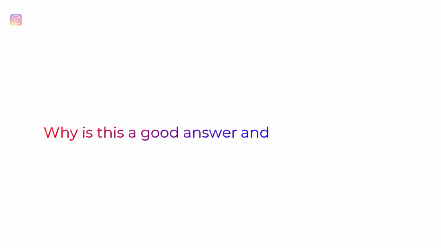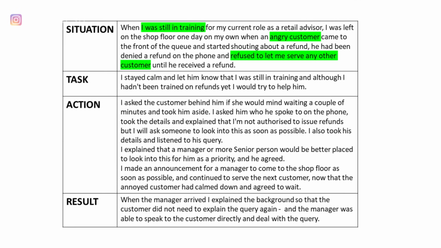Why is this a good answer and how can I use it? This is a good answer because it highlights the multiple reasons that the situation was difficult. The customer was angry, he disrupted the queue, the person was still in training, so it demonstrates the ability to think on your feet, which is a strong character trait to demonstrate in an answer regarding a problem or an unexpected, difficult situation that has occurred.